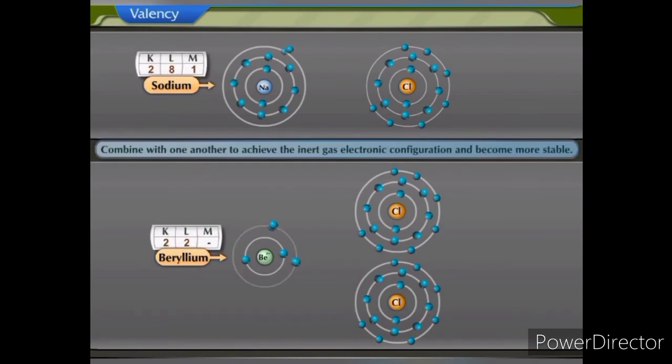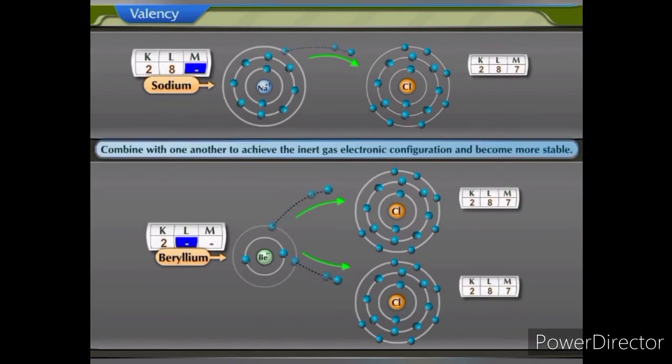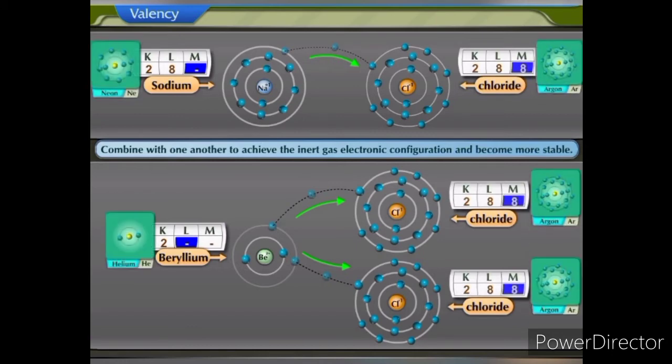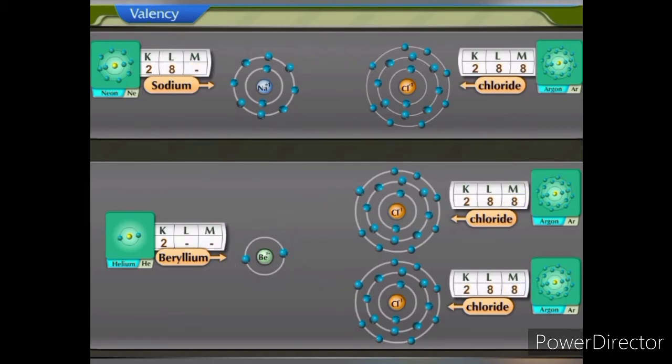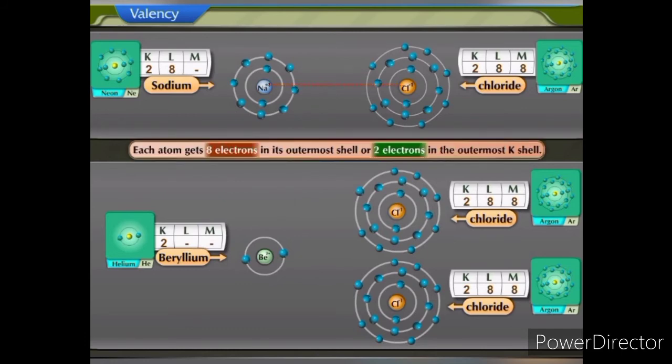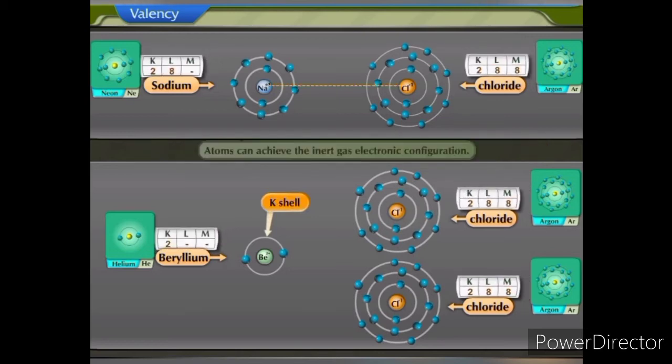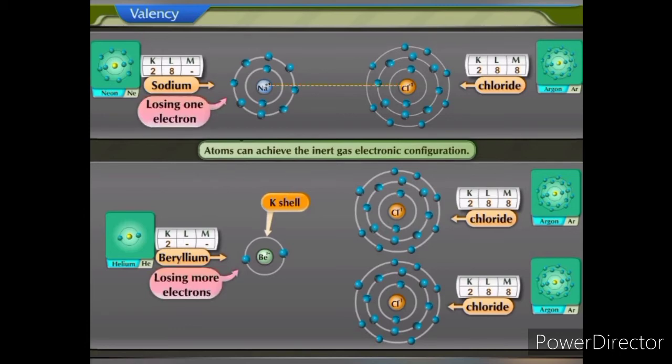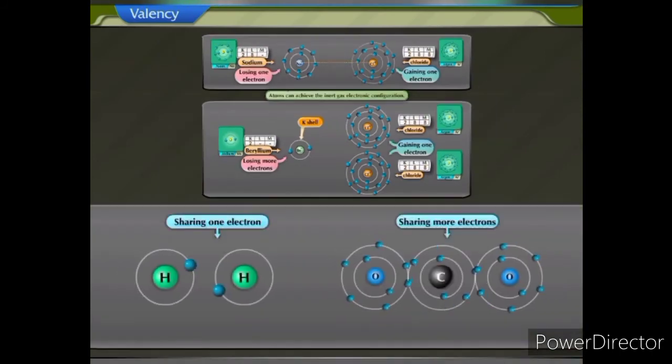Atoms of other elements combine with one another to achieve the inert gas electronic configuration and become more stable. This combining capacity of an element is called the valency of the element. When the atoms combine to form a chemical compound, they do so in such a way that each atom gets 8 electrons in its outermost shell or 2 electrons in the outermost K shell. Atoms can achieve the inert gas electronic configuration either by losing 1 or more electrons or by gaining 1 or more electrons or sharing 1 or more electrons.